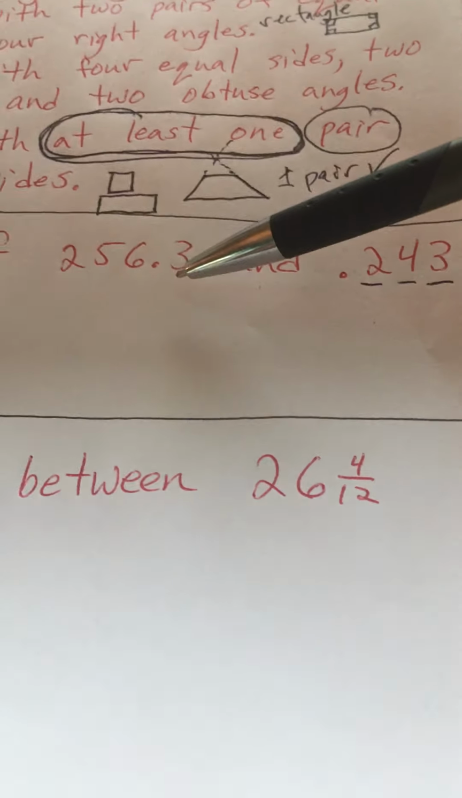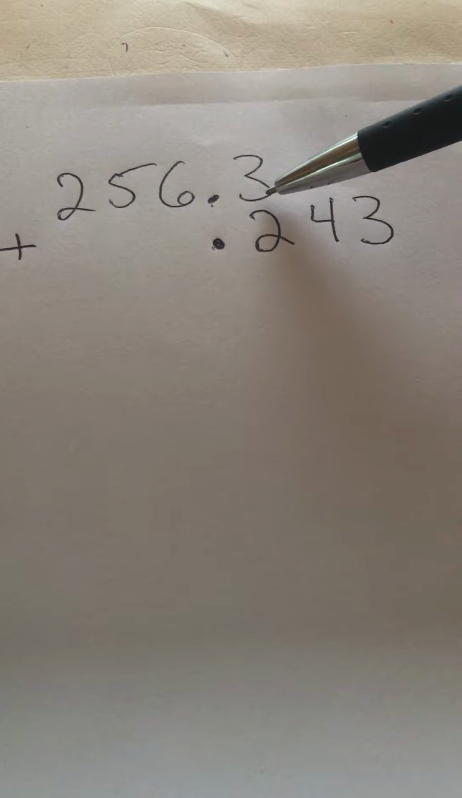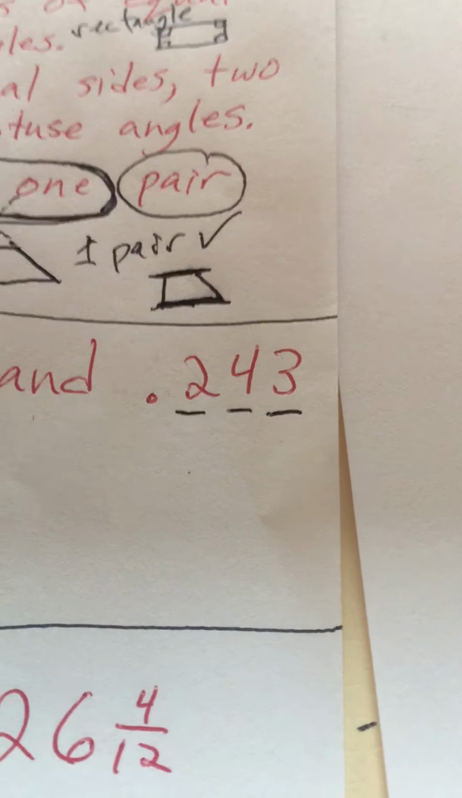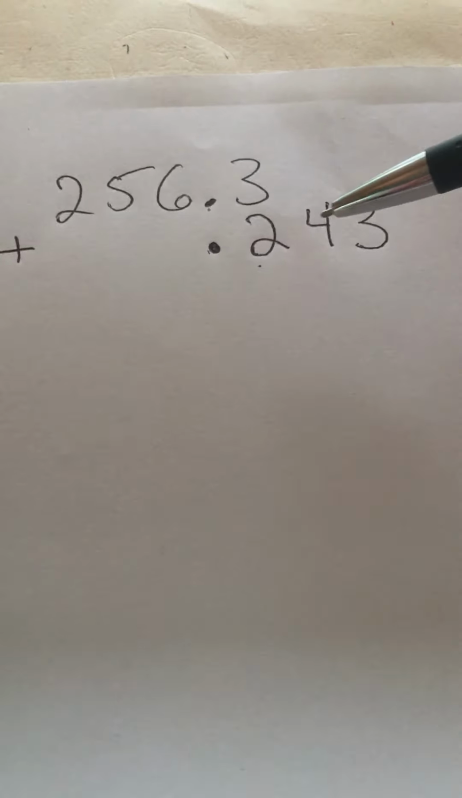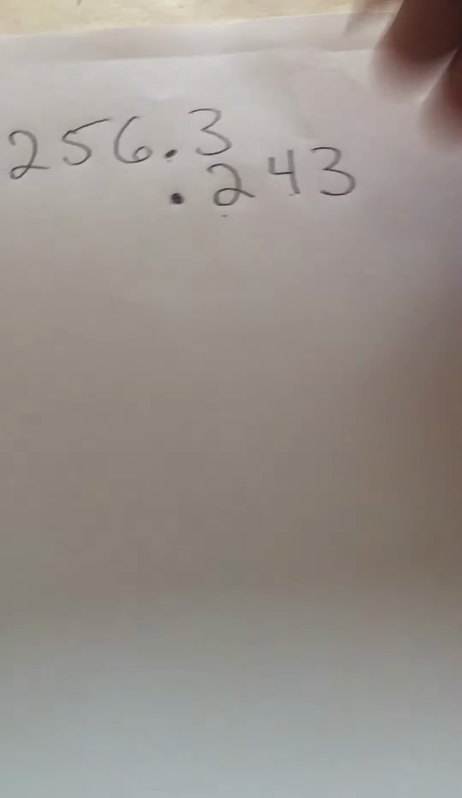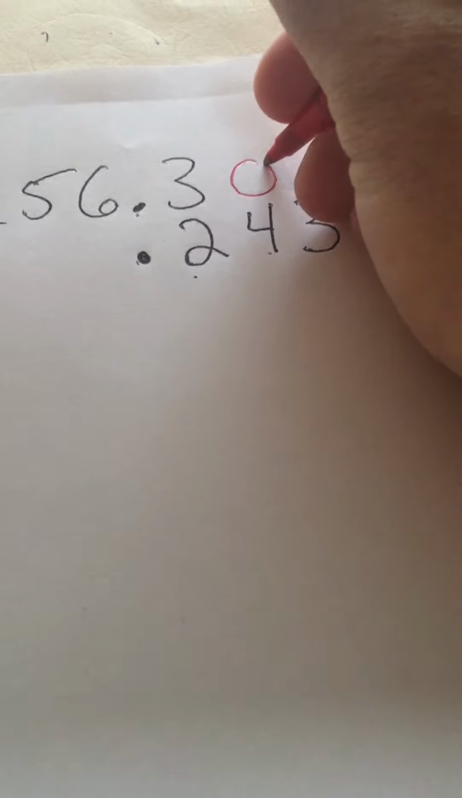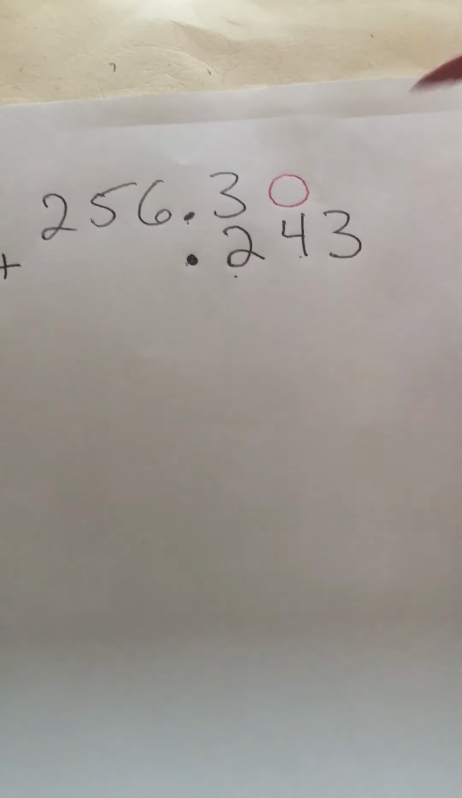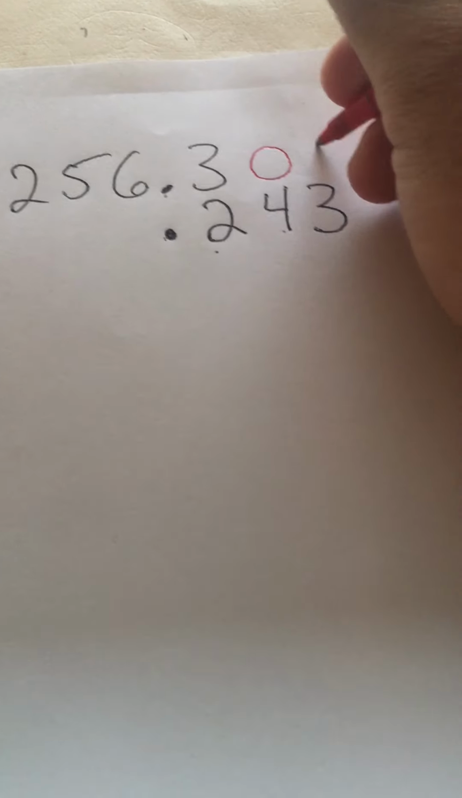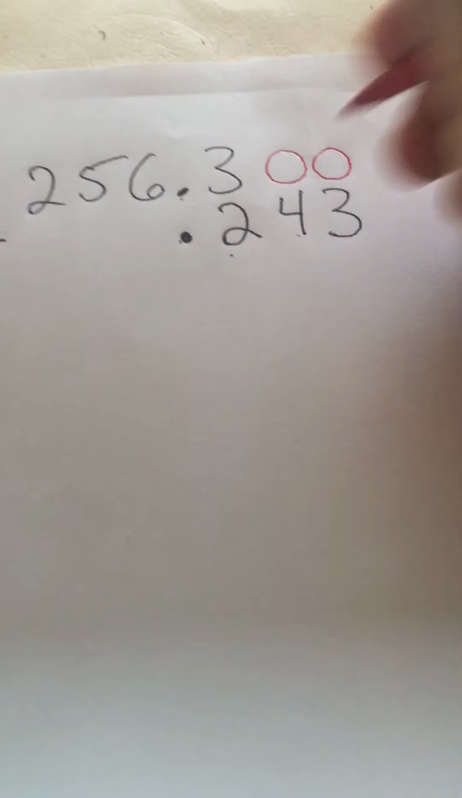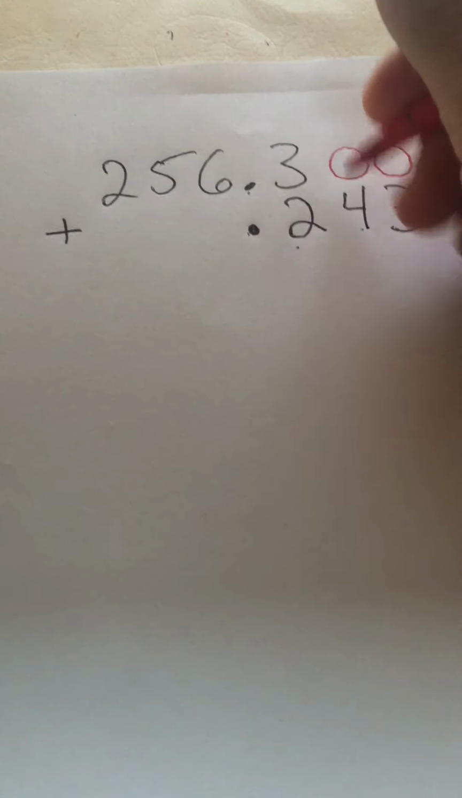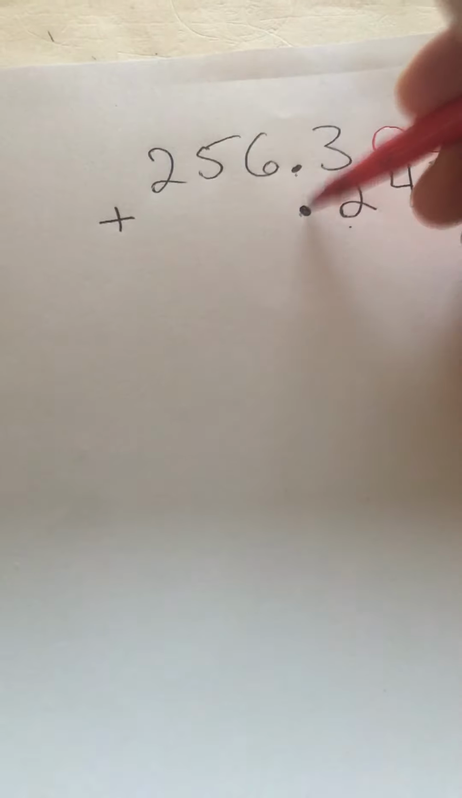So we're doing 256.3. So the 3 is in the tenths place, and that means the 2, 4, 3, the 2 has to be in the tenths place, then the 4 in the hundredths, and the 3 in the thousandths. So what we can do here, I'll do it in a different color so you can see. We're going to put a 0 for those because there are 0 hundredths in that one, and we're going to put a 0 in the thousandths place too, just to hold those place values. Really important that those decimal points are lined up perfectly.